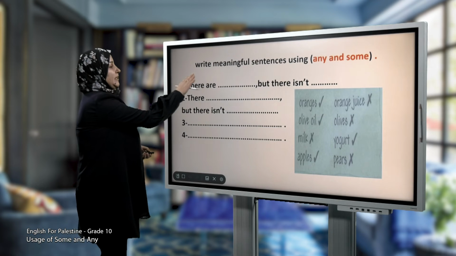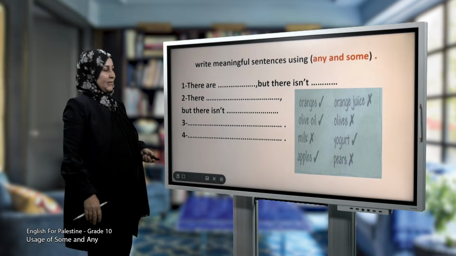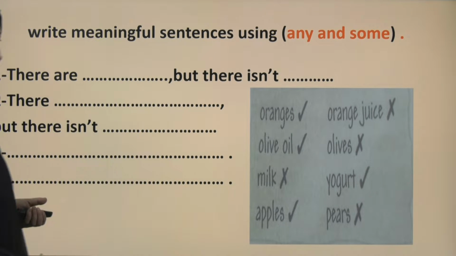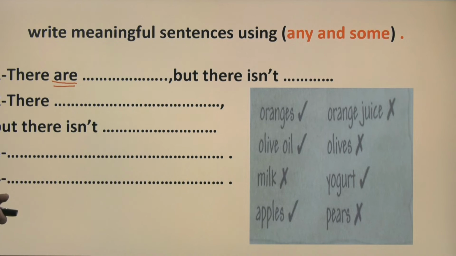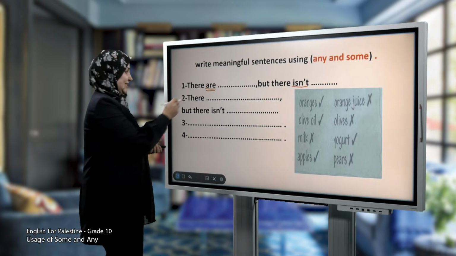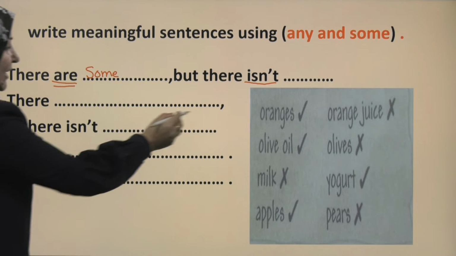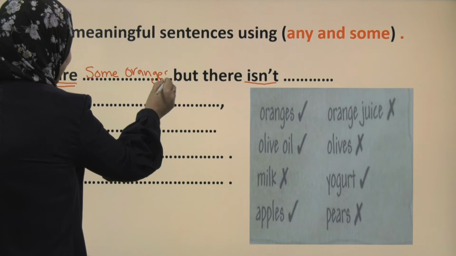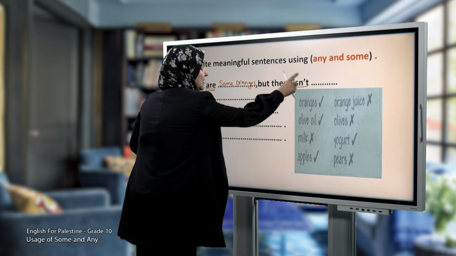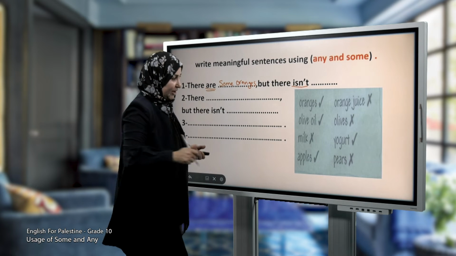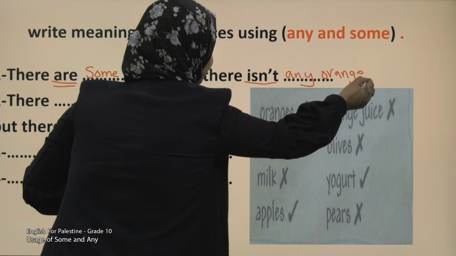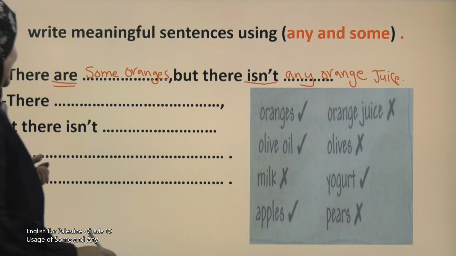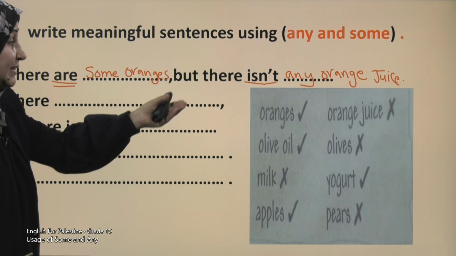Now, let's write meaningful sentences by using any and some. Number 1, there are, but there isn't. In these sentences, we have to use some and any. Notice that the first sentence is positive, whereas the second sentence is negative. So we use some with positive sentences, and the noun is oranges, which is a countable noun. In the second sentence, which is negative, we use any, and the noun is orange juice. Again, the sentence is, there are some oranges, but there isn't any orange juice.